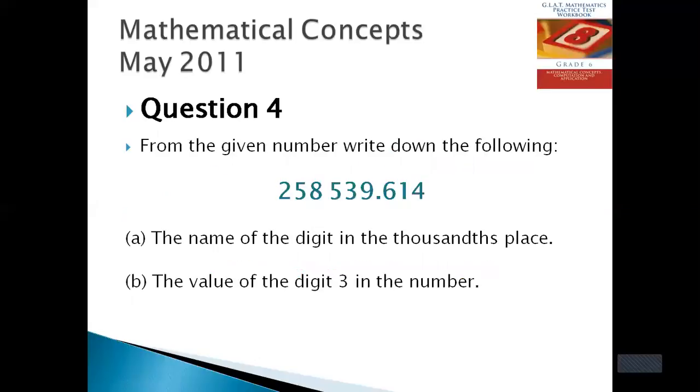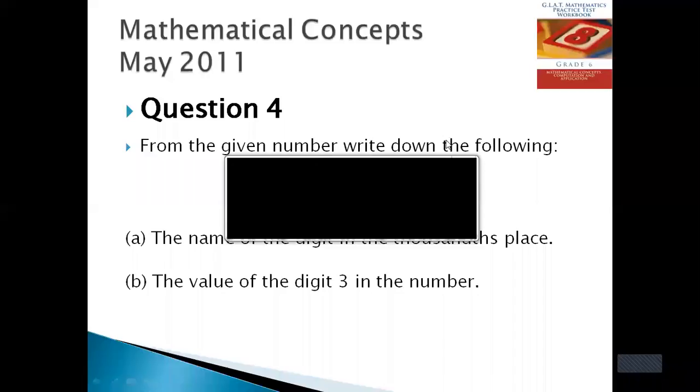Moving on, question 4 also deals with rounding and place value. Question 4 states, from the given number, write down the following, and the number is 258,539.614 thousandths. Okay, so the question is asking us for two things.